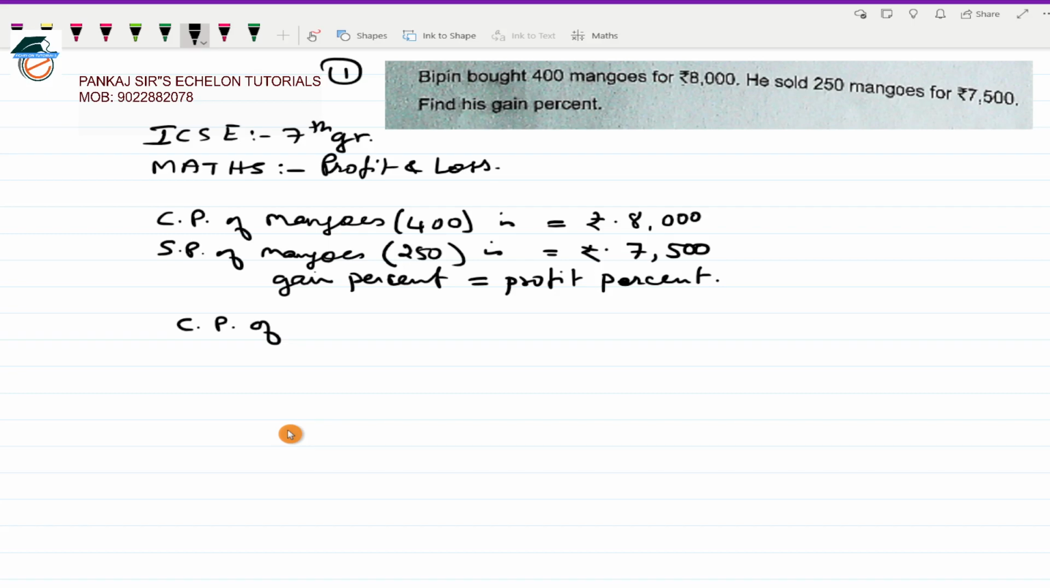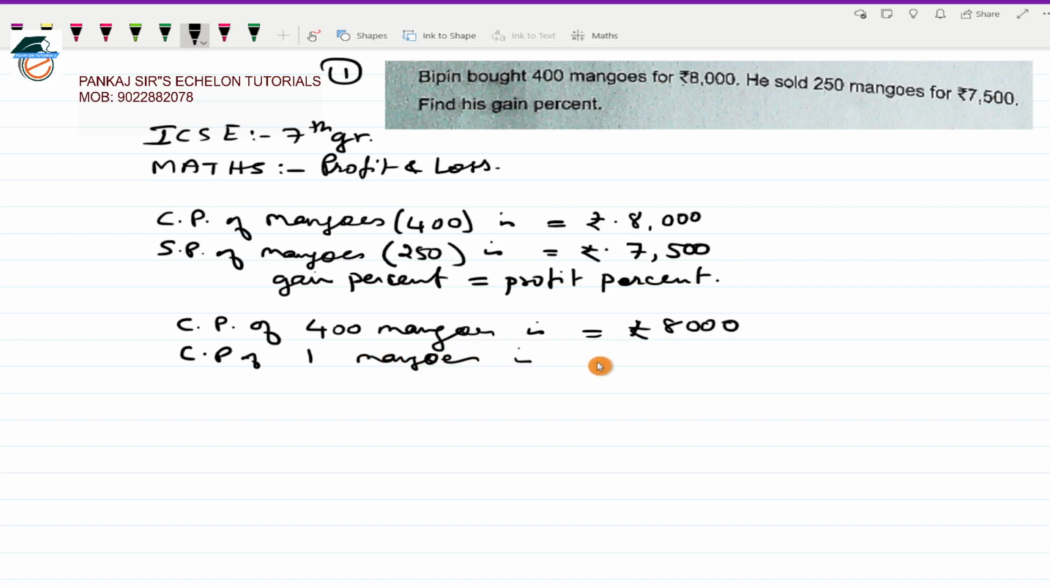Okay, so the cost price of 400 mangoes is rupees 8,000. So I'll write that again. Cost price of 400 mangoes is equal to rupees 8,000. Okay. So now what I'll do is I'll find out the cost price of one mango. One mango. Okay. So I'll put a question mark over here.